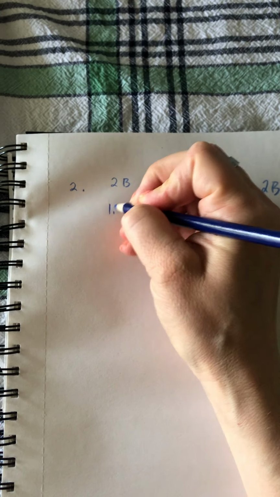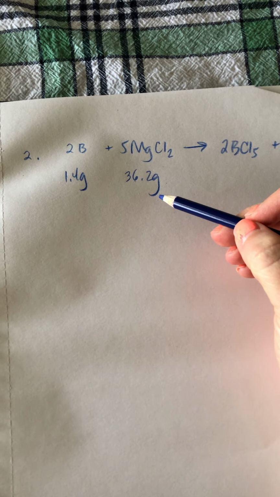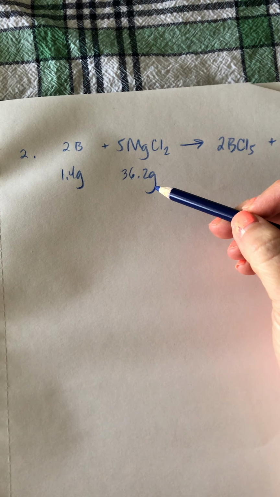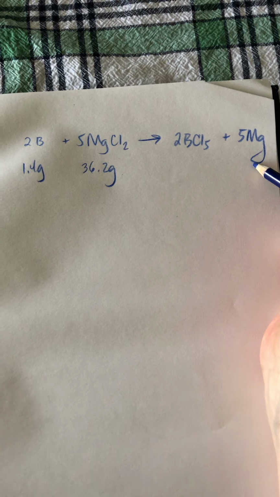Okay, in this case, there's 2 products. So we're gonna pick one to go to. It doesn't matter which one. So if you have 1.4 grams of boron and 36.2 grams of MgCl2, we just wanna know which one is the limiting reactant, which one will use all of the grams, all the mass, to make the products. Doesn't matter which product we go to figure that out. I'll just do this one since it's the first one.